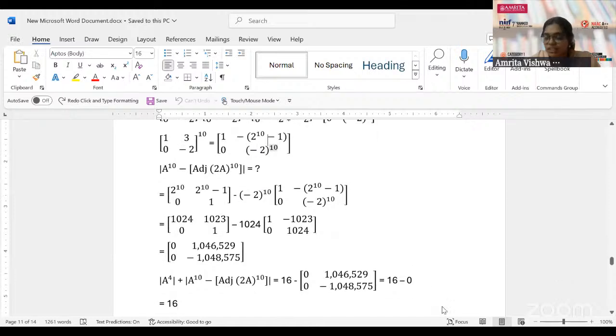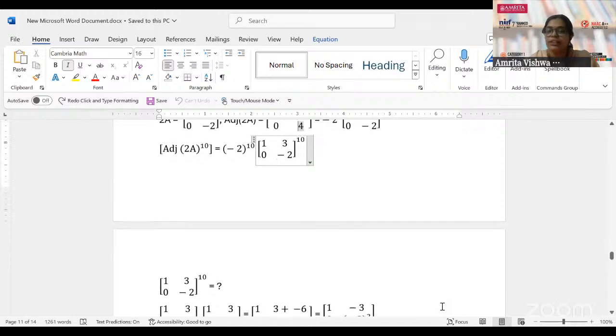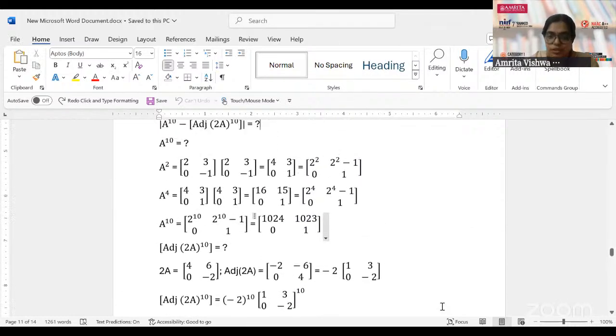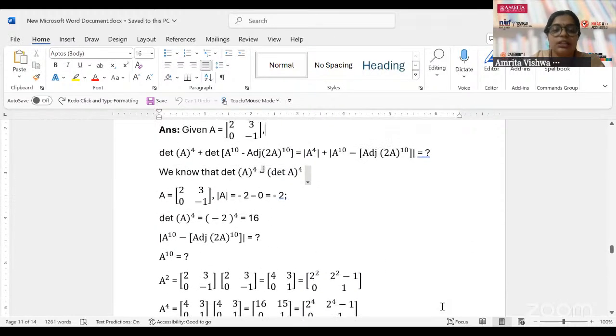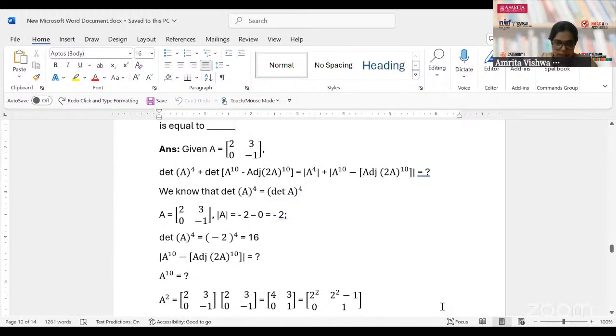I'll show everything once again. I know at least some students might be a little bit confused, so I'll show everything once again and then you can start working on it. Meanwhile, if you have any doubt in any step, requesting you to type that in the chat box so that I'll be able to help you.